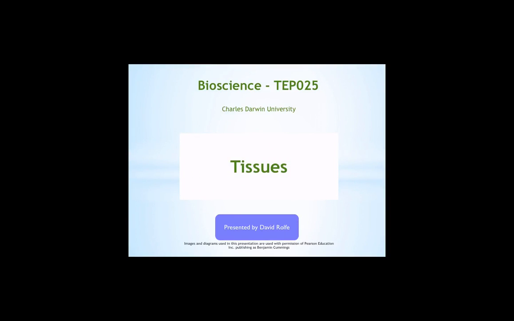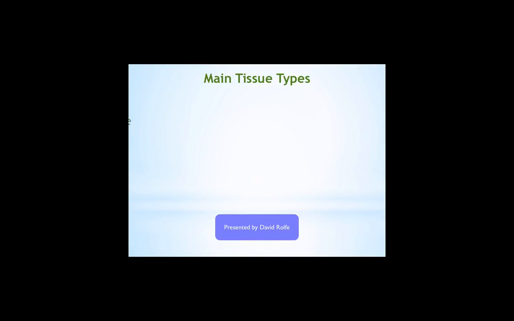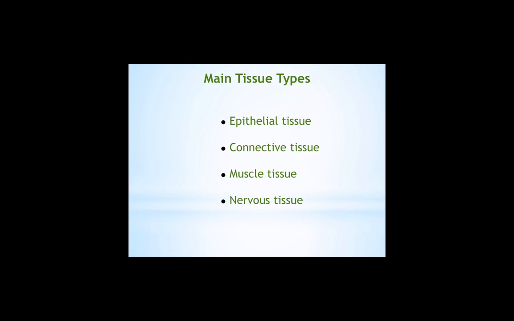Today our topic is tissues. There are four main tissue types that we're going to consider: epithelial tissue, connective tissue, muscle tissue and nervous tissue, and we deal with those in turn.